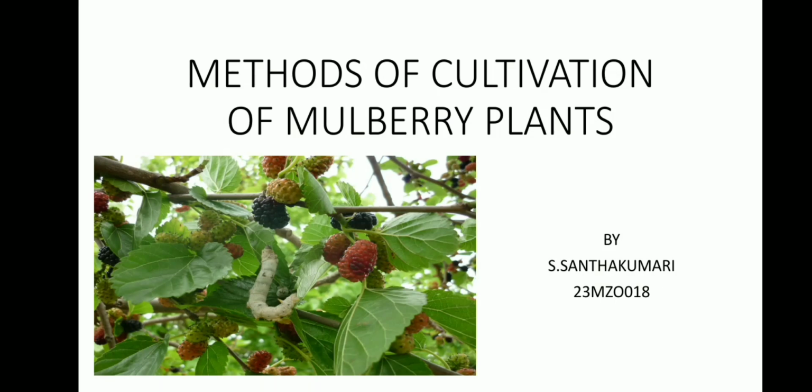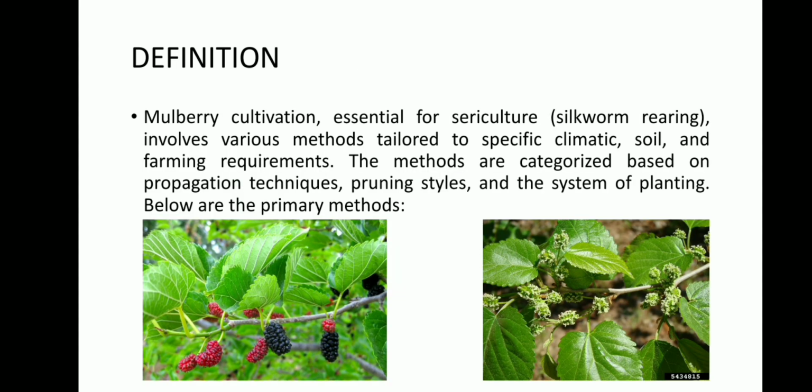Everyone, I am Shantakumari. Today we are going to see about methods of cultivation of mulberry plants. Definition: mulberry cultivation, essential for sericulture, involves various methods tailored to specific climatic, soil and farming requirements. The methods are categorized based on propagation techniques, pruning styles and the system of planting.